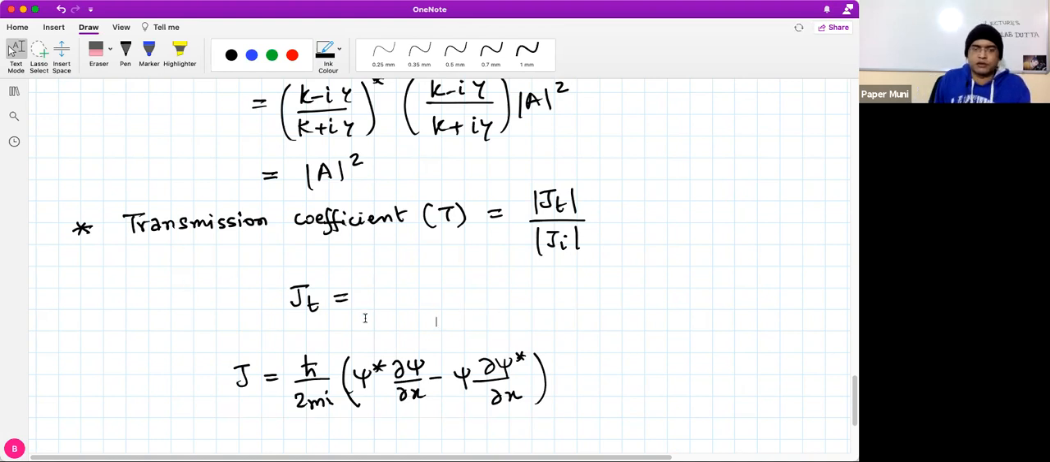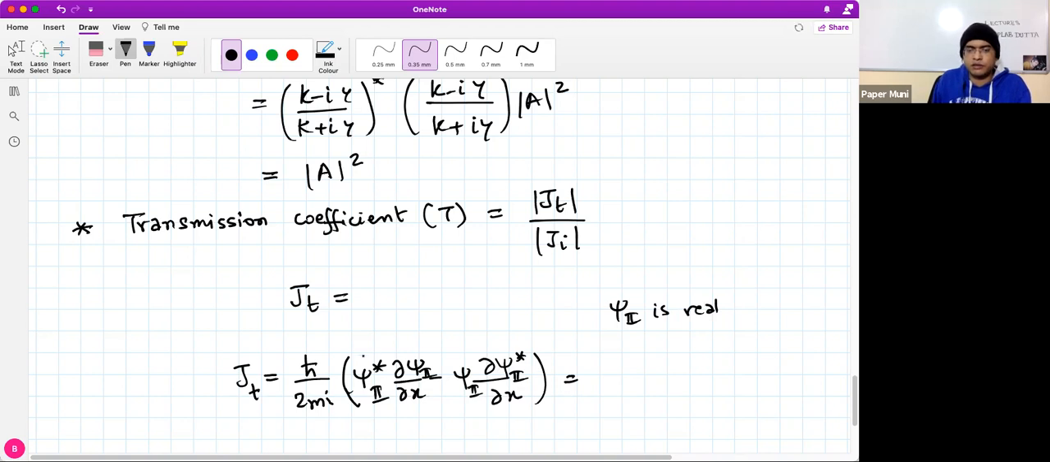Okay, if I want to calculate the J from the transmitted wave, so what do we get? Now the transmitted wave is real. All right. So if I put psi2 here and want to calculate JT, this is psi2 here, and this is psi2 here. We know that psi2 is real.